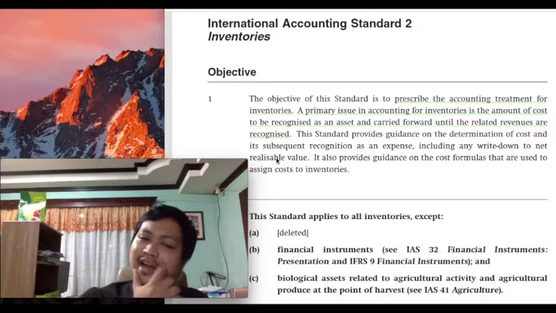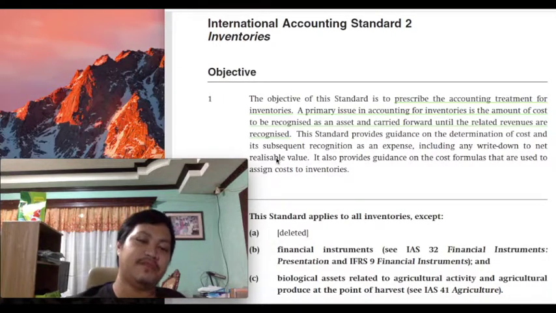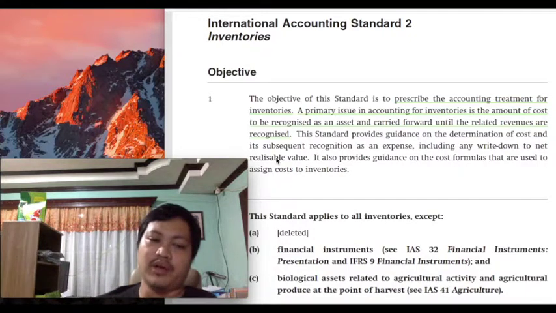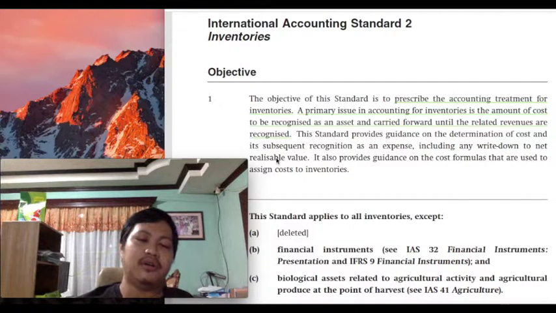So if ever you're asked how should cash be measured, the best answer is fair value. But what if fair value is not given? Then our answer is that cash is to be measured at its face value or face amount.